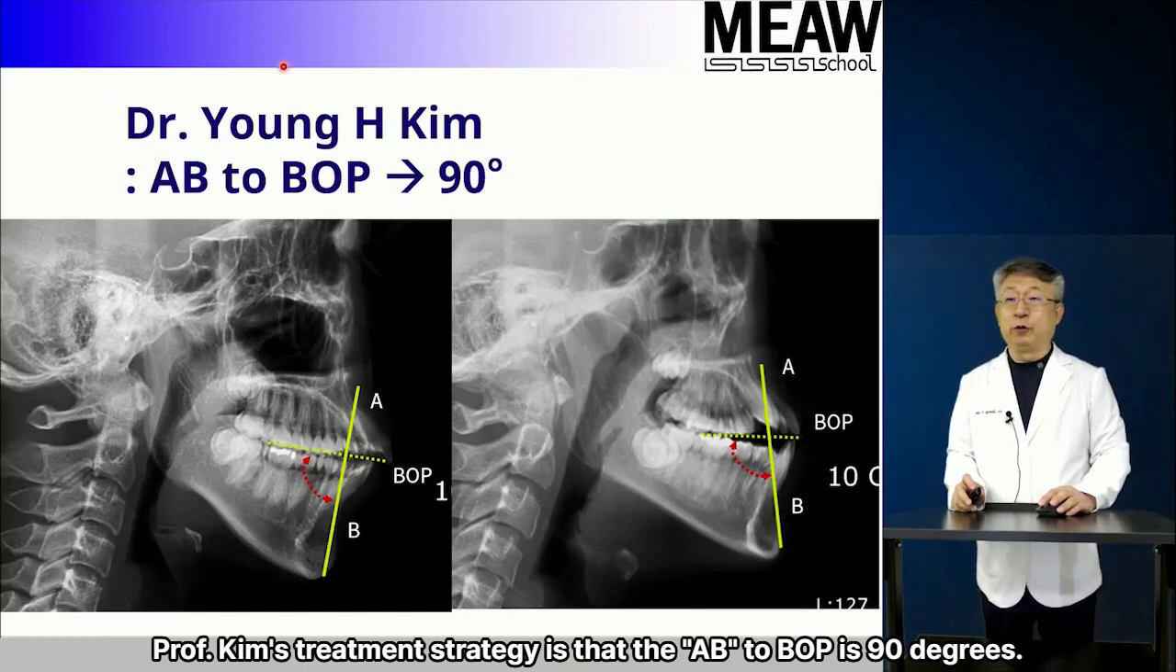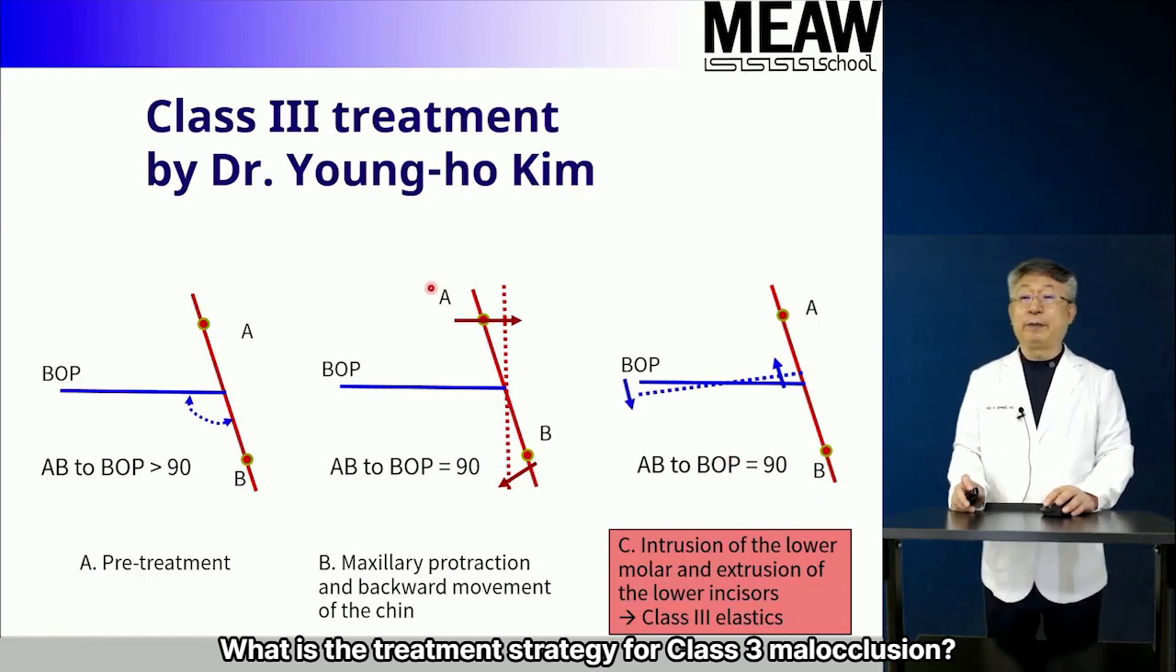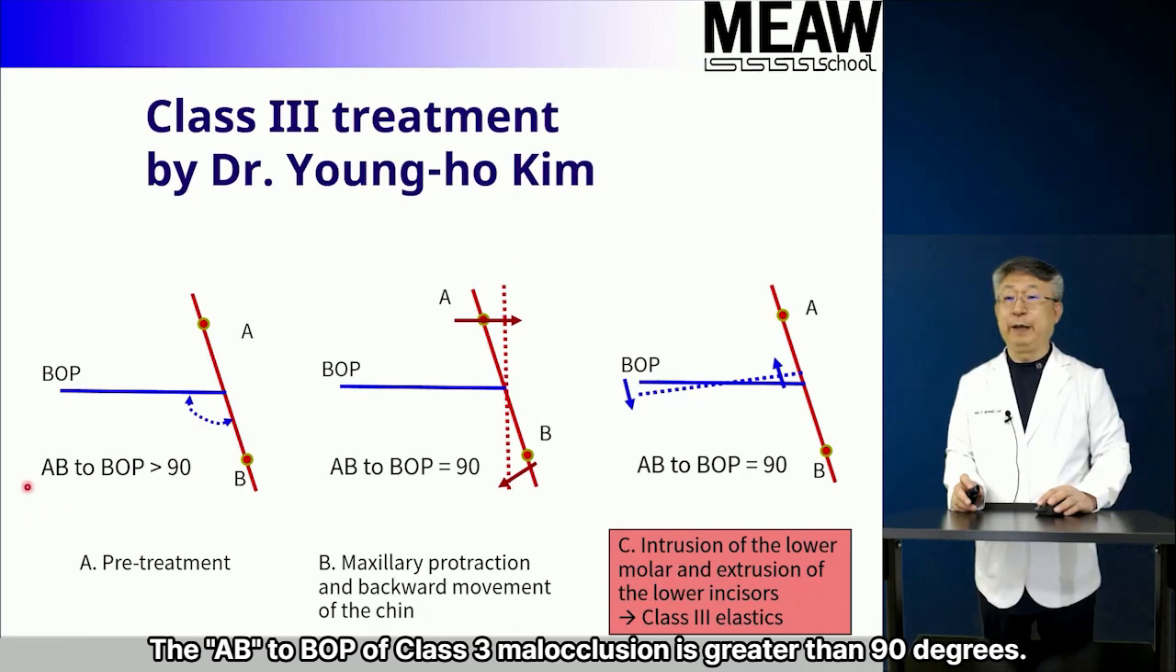Prof. Kim's treatment strategy is that the AB to BOP is 90 degrees. In the case of Class 2, this angle becomes smaller, and in Class 3, this angle increases. What is the treatment strategy for Class 3 malocclusion? The AB to BOP of Class 3 malocclusion is greater than 90 degrees.